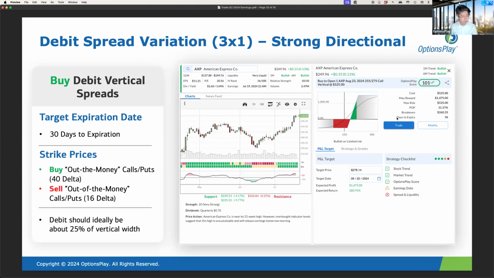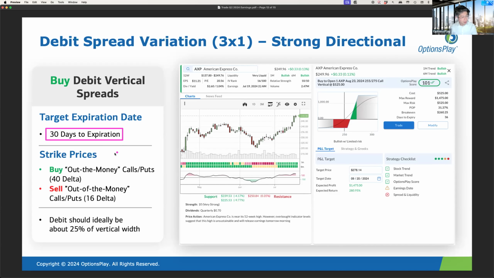A 3x1 is basically, you typically go out about 30 days to expiration, which is a little shorter than what you typically use on a debit spread, but you use a shorter dated expiration because this is an earnings event, and you don't necessarily plan on holding on to this trade for a very long time. You might even use a slightly shorter dated one, maybe even 21 days sometimes, depending on how confident you are that you're not going to hold on to this trade for very long. So shorter dated options to start off with.